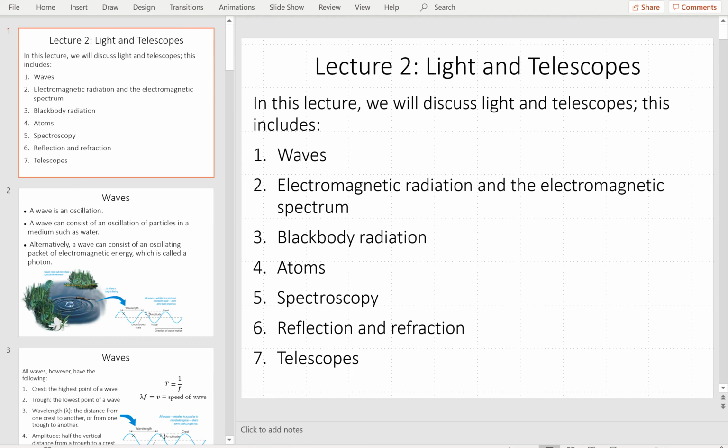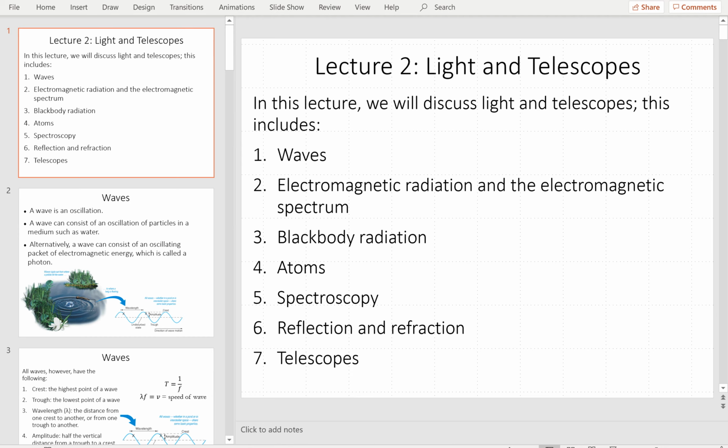And then I would like to talk about how light is emitted and absorbed by materials. Materials meaning atoms and molecules. This will lead us to the topic of blackbody radiation and also the physics of atoms. Finally, we will get to the topic of spectroscopy, and then we will talk a little bit about optics and telescopes, hence the name of the lecture, Light and Telescopes.